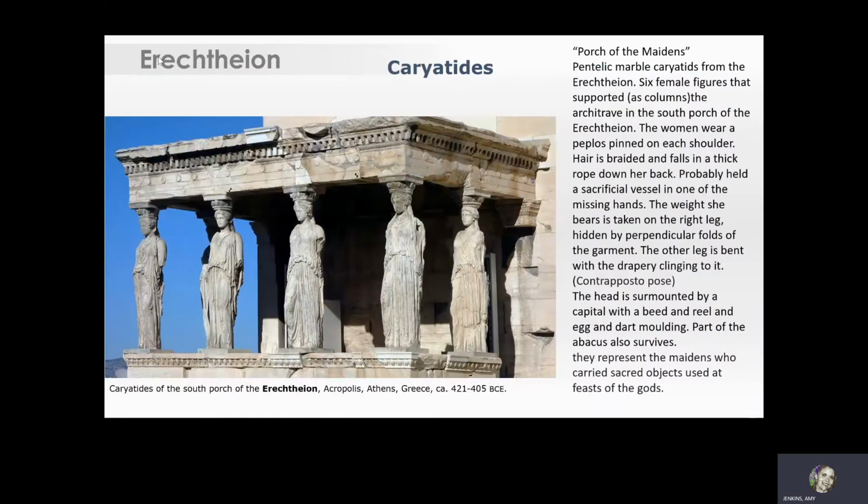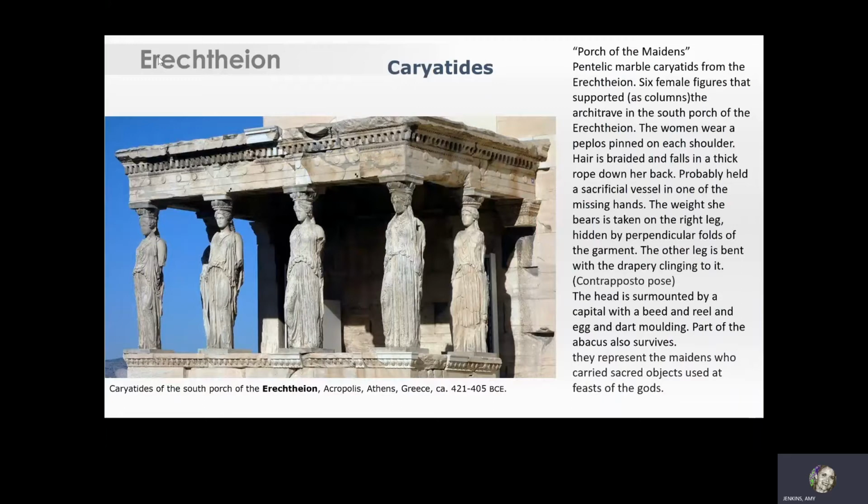Erechtheion, we have the Caryatids. It's also known as the Porch of the Maidens, the Caryatids of the South Porch. It's at the Acropolis in Athens, Greece, circa 421 to 405 BCE. They're known as the Porch of the Maidens. They are Pentelic marble caryatids from the Erechtheion. We have six female figures that supported as columns the architrave in the south porch of the Erechtheion.